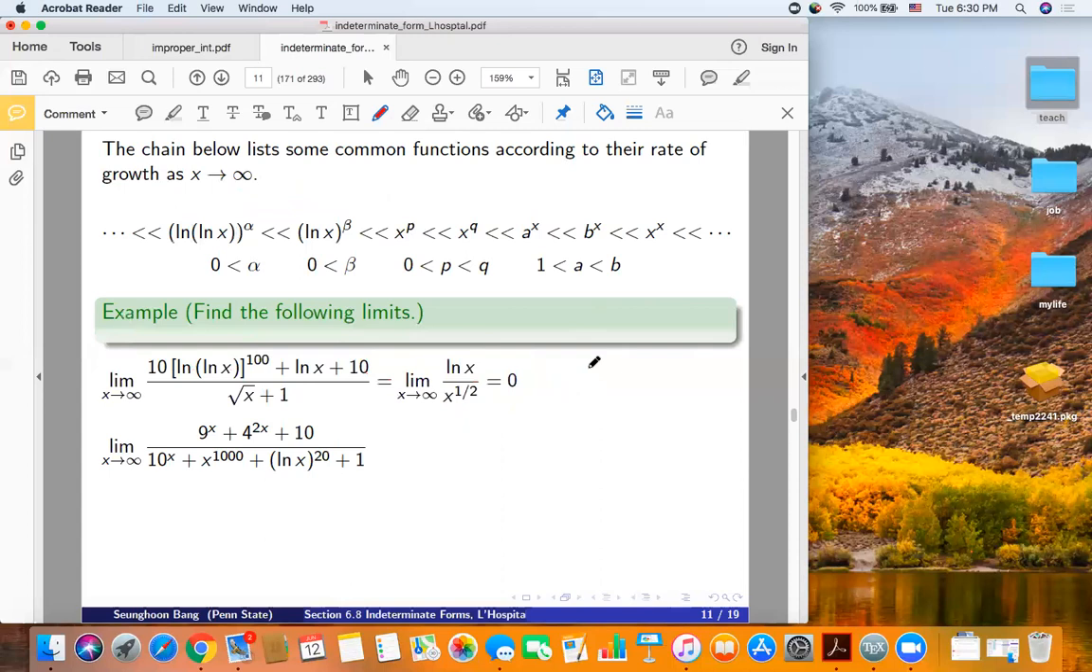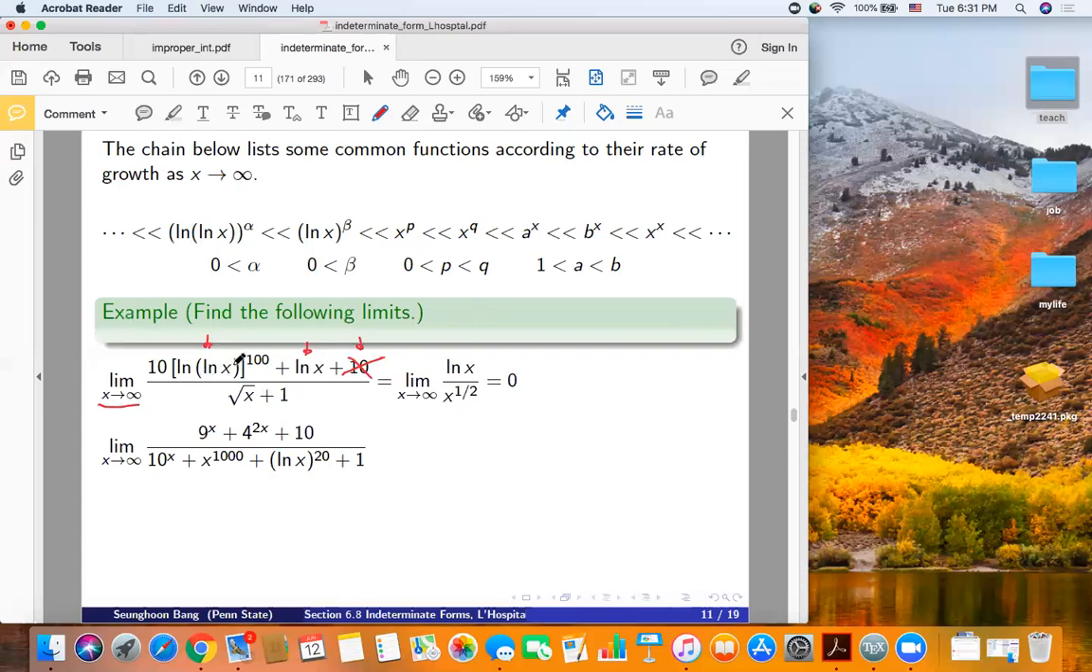So next one. What is answer? Oh, why do you cross out ln of x? Here, you can compare only numerator. This one and this one and this one. 10 is like a constant function. X value approach infinity, 10 is going to just 10. It's not going to infinity. Ignore.